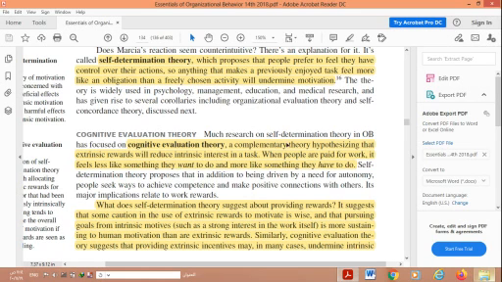Cognitive evaluation theory, a complementary theory, hypothesizes that extrinsic rewards will reduce intrinsic interest in a task. The extrinsic rewards, the external factors and external motivators, will reduce the intrinsic interest in a task. When people are paid for work, it feels less like something they wanted to do.